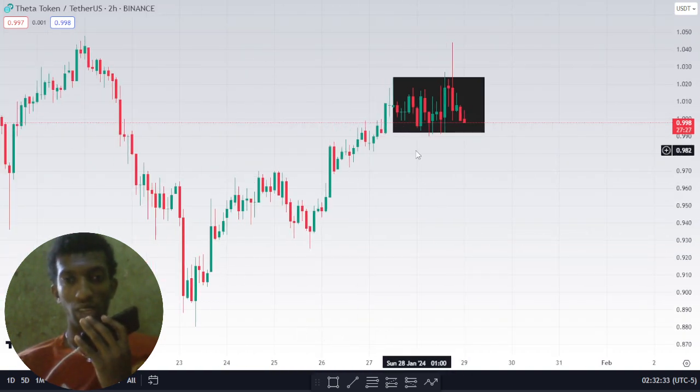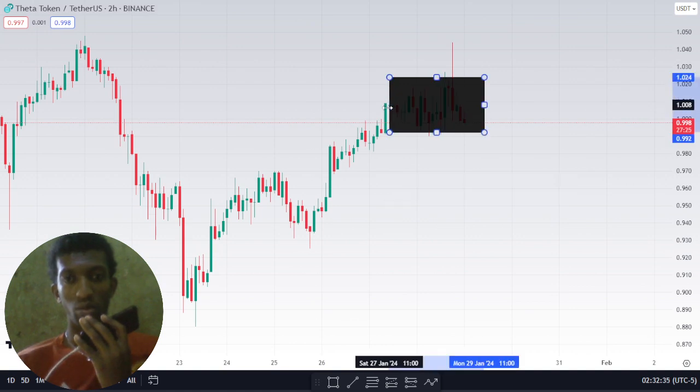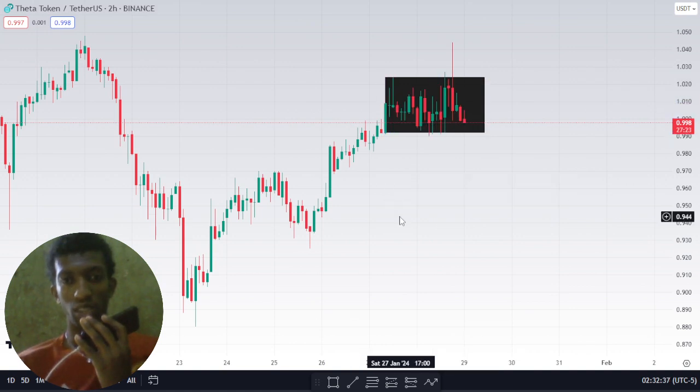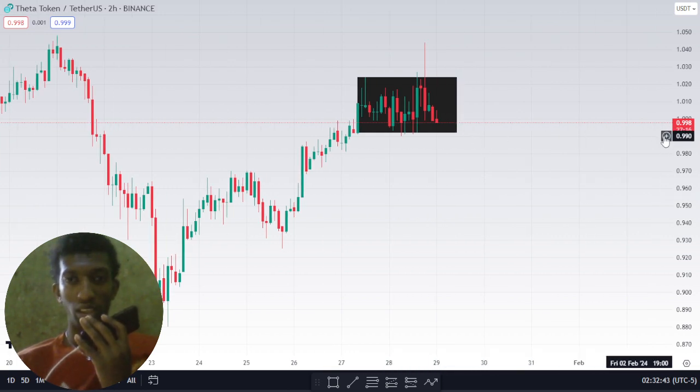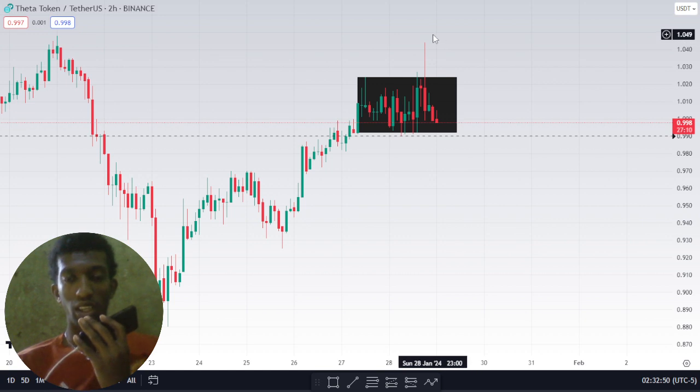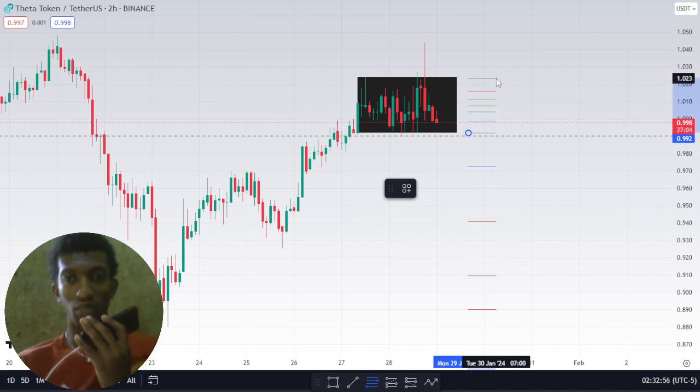If you go to the higher time frames, you will see that. So all we gotta do is wait for this to break. As you can see, there is a single fake out around here. So this is like the third model. It is the third model in play.